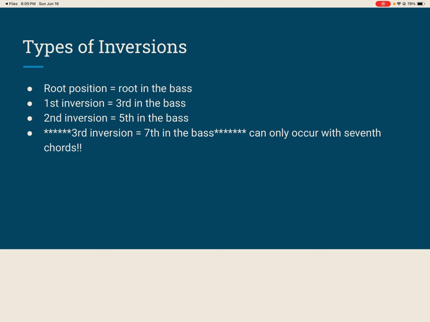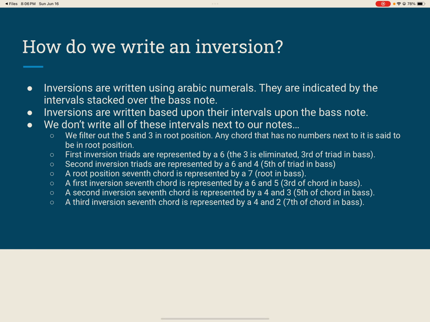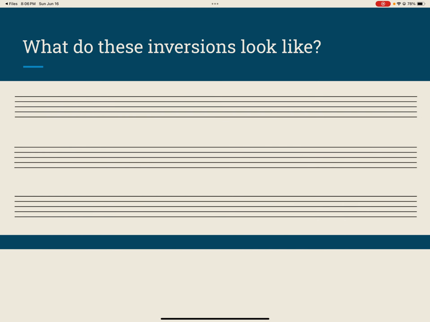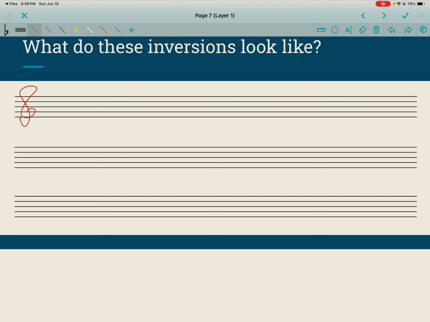So there's several different types of inversions that we have. We have root position, which is what we've been doing. We know the root is in the bass. We're just going to write out the Roman numeral for that. We have something called first inversion, where you have the 3rd in the bass. You have a 2nd inversion with the 5th in the bass, and a 3rd inversion, which is the 7th in the bass, which, please note, can only occur within 7th chords, meaning that you have a 7th above the bass.